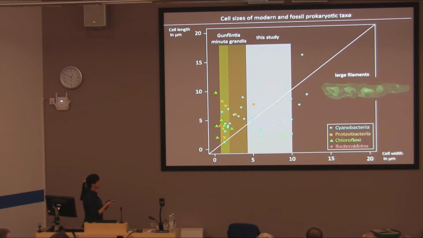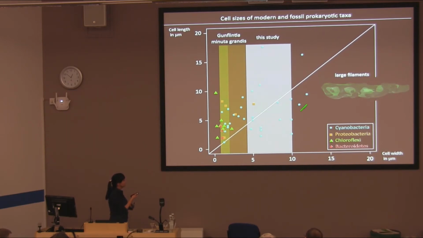Cyanobacteria are shown in blue circles, Proteobacteria in squares, Chloroflexi in green triangles, and Bacteroidetes in red diamonds. What you see is that Ganflinsia minuta fits very well size-wise with most of those bacteria. So it could be Chloroflexi, Bacteroidetes. If we go to Ganflinsia grandis, already it can't represent any filamentous bacteria we know today.